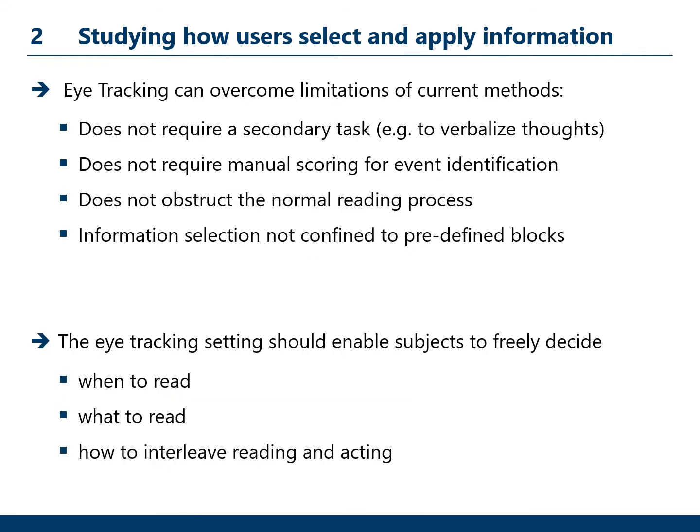Eye tracking can overcome many of these limitations. It does not require a secondary task like thinking aloud. It does not require manual scoring for event classification. It does not obstruct the normal reading process, and information selection is not confined to predefined segments.